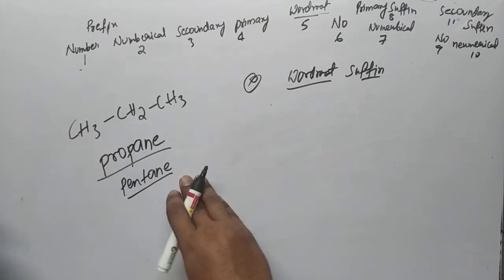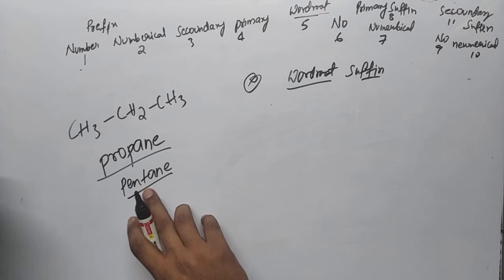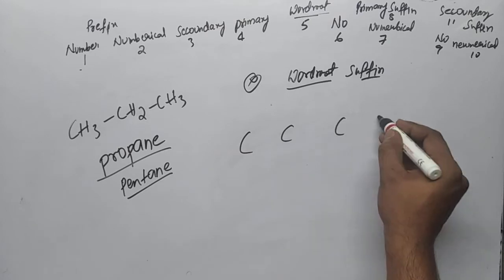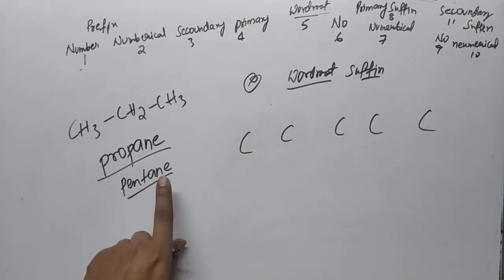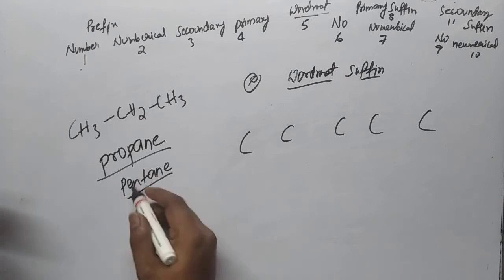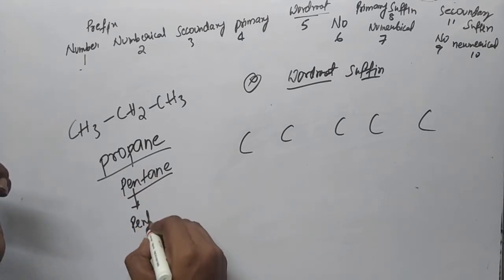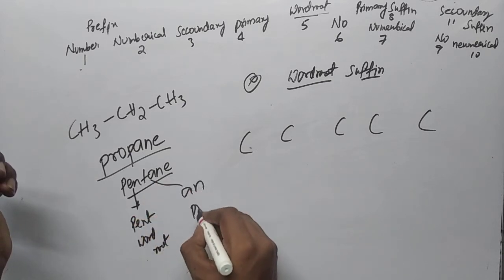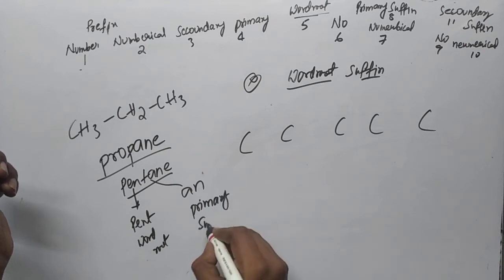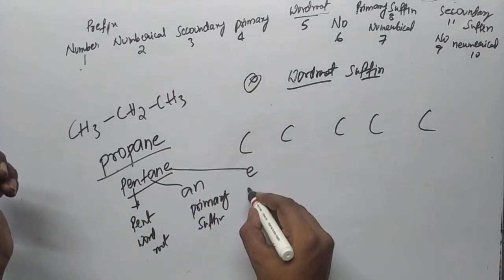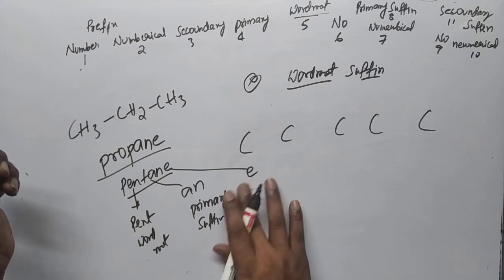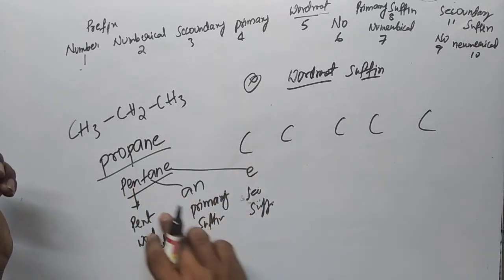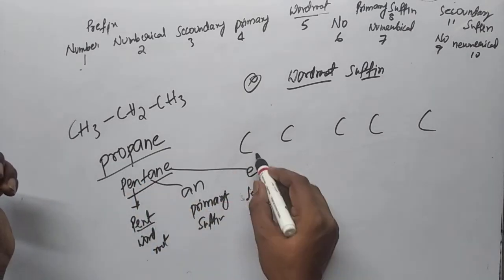So if you want to write the structure from the name, see, whenever you find pentane, pent means 5, so you just write 5 carbons. Pent means we have 5 carbons, then we have to go for the primary prefix. Here PENT is the word root, AN is the primary suffix, and E is the secondary suffix. As per the word root pent, I have written the 5 carbons.